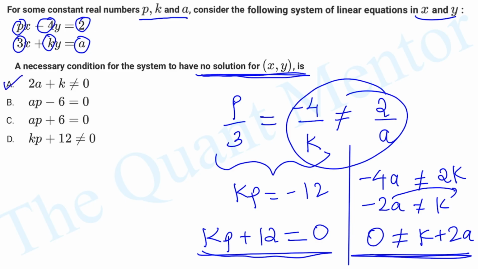So that's how we solve this question. A very simple question. It was a sitter question that you should have solved at all costs. The answer is option A. 2a plus k should not be equal to 0.